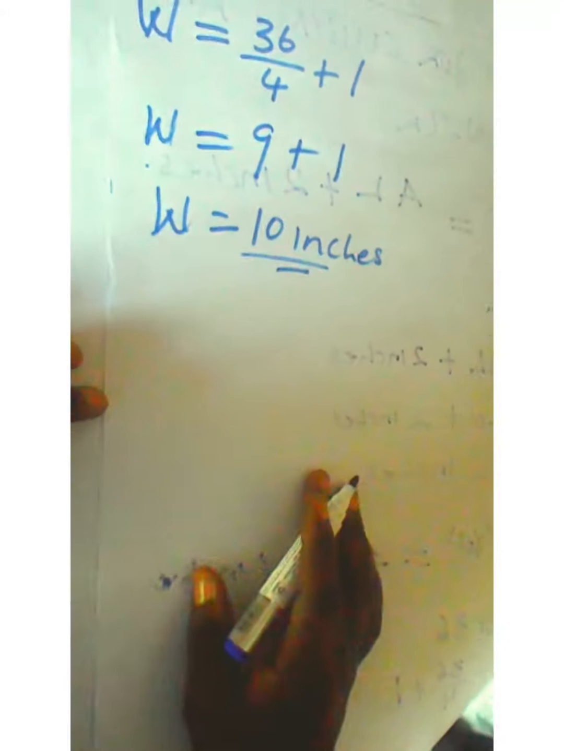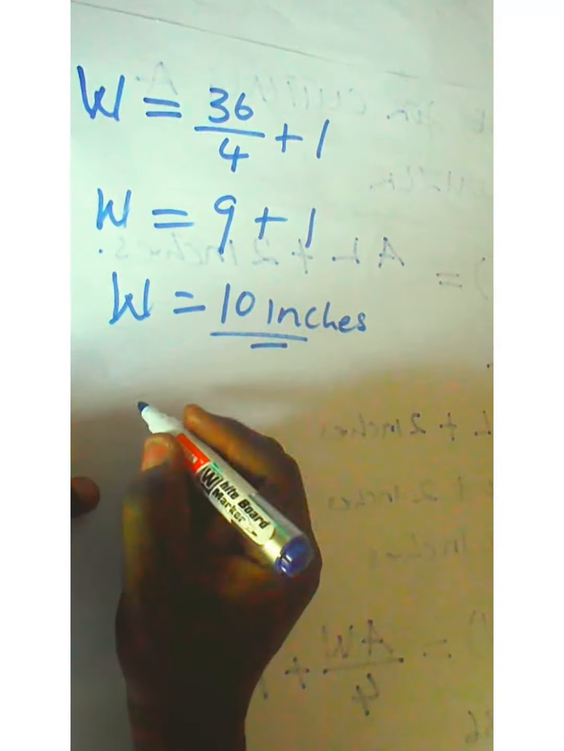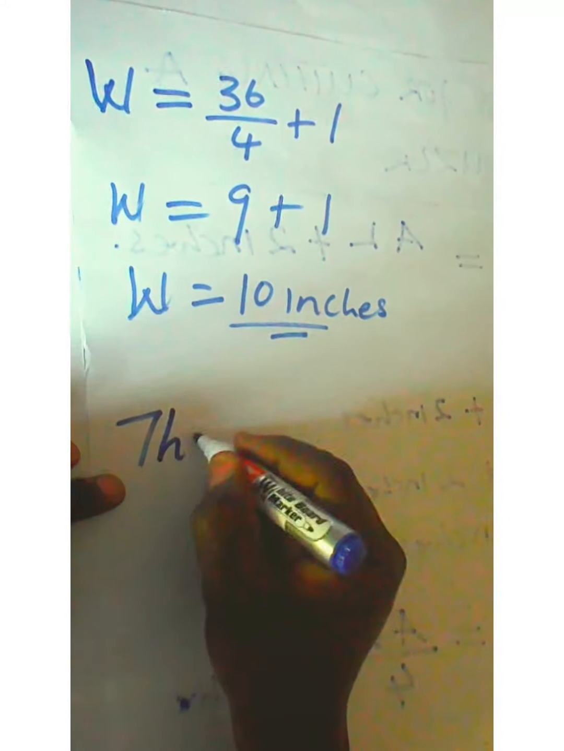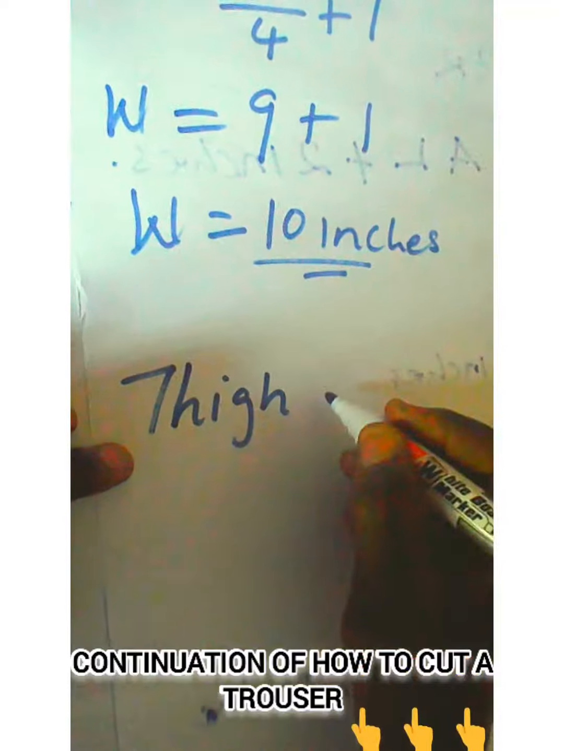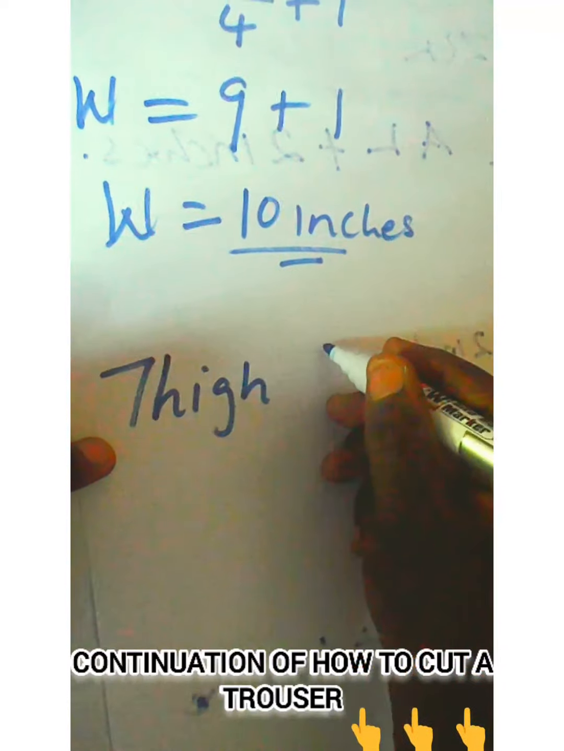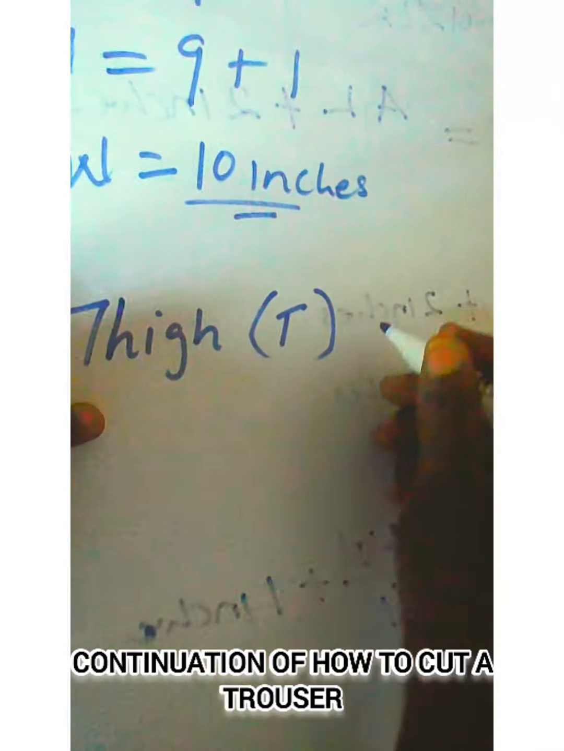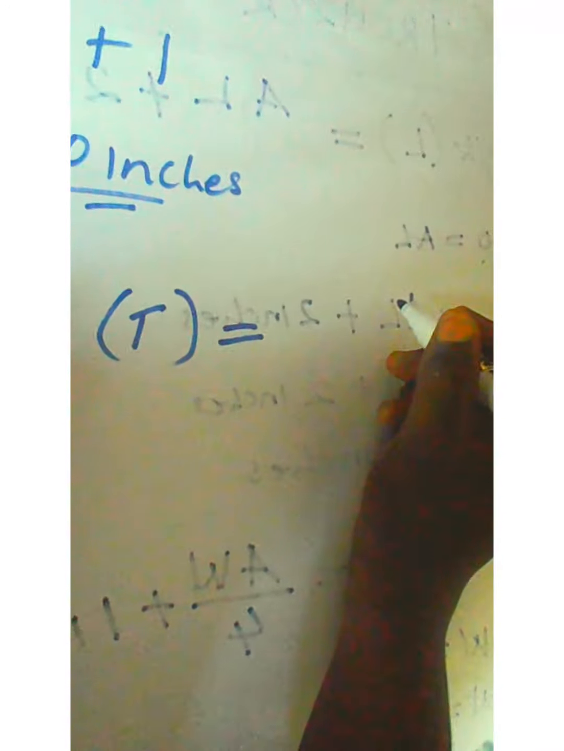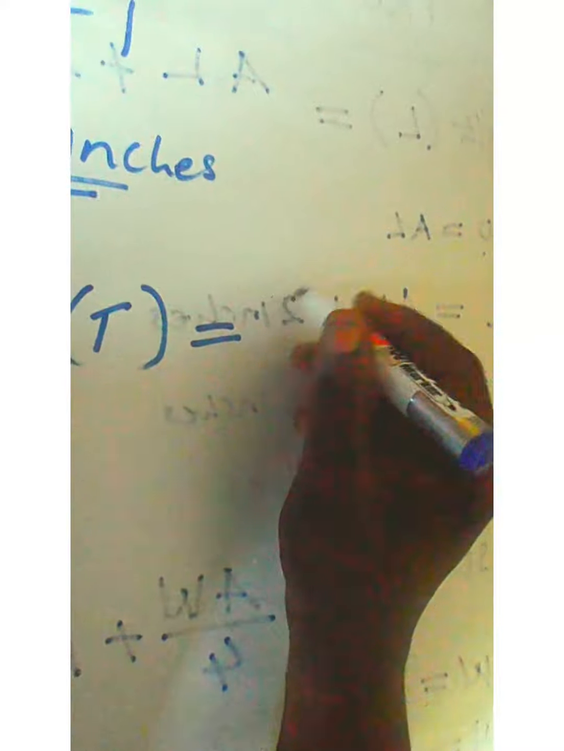Now the next we are going to look at is the tie. The tie is denoted as T, capital T. It is given by actual tie. Now actual tie, we are representing it with AT. That's A actual, T tie.